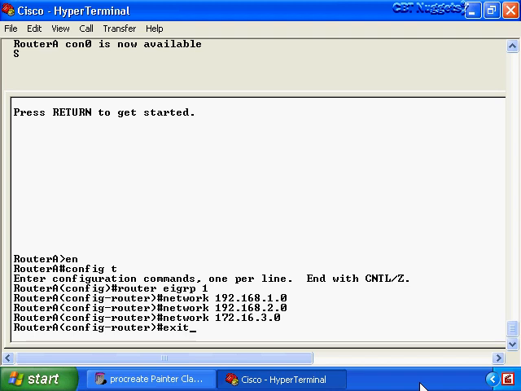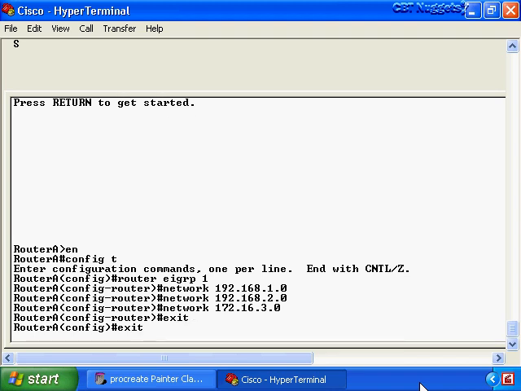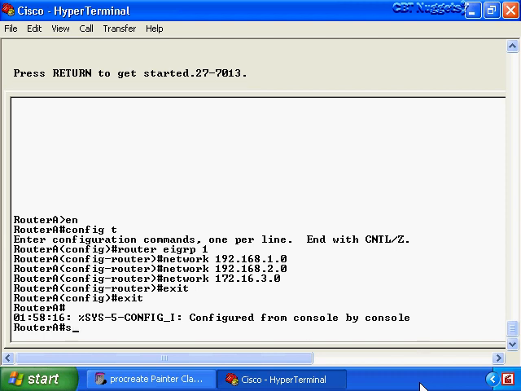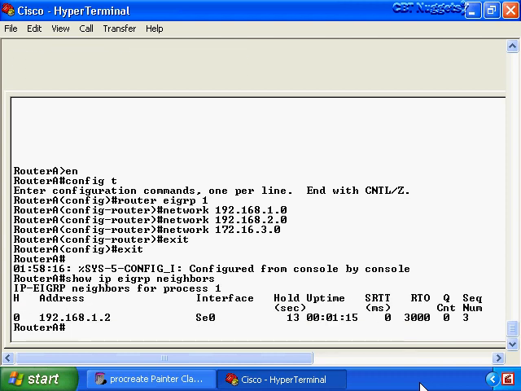So I'm going to exit out of this mode and get back, I could have done Control-Z. After a few minutes, we're going to be able to run the show ip eigrp neighbors command, and we can now start to see the entries in our EIGRP neighbor table. I've only got one neighbor connected and running right now, but it's on serial interface 0 at address 1.2.